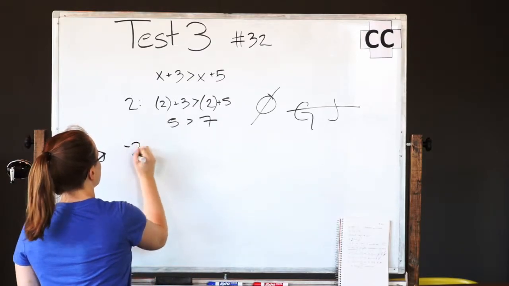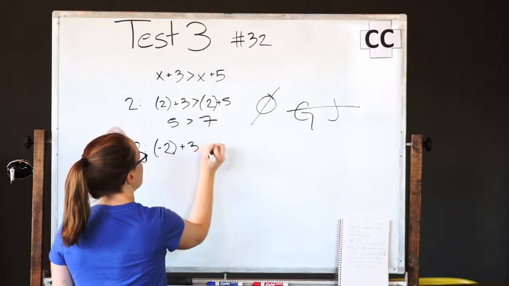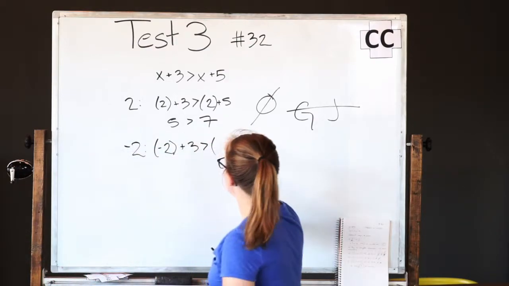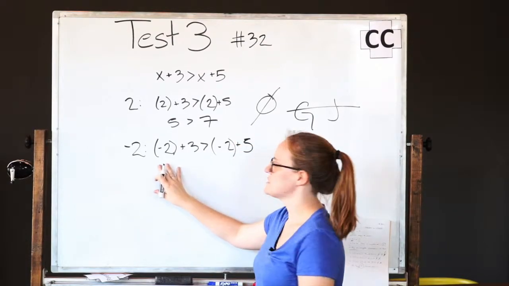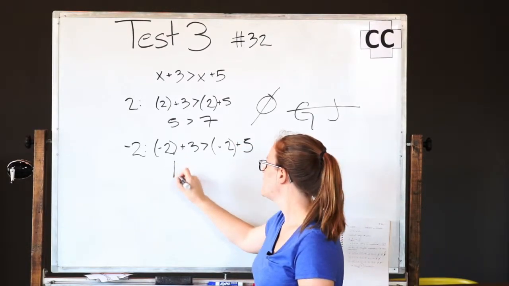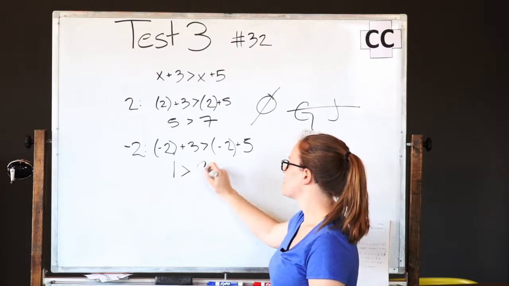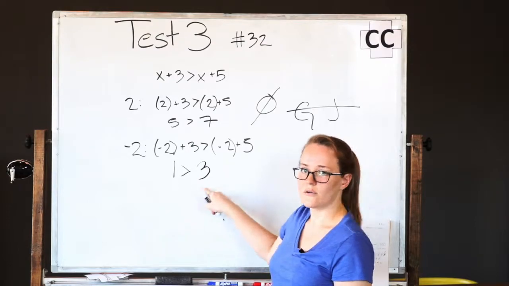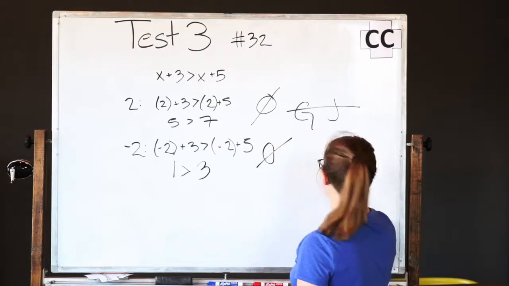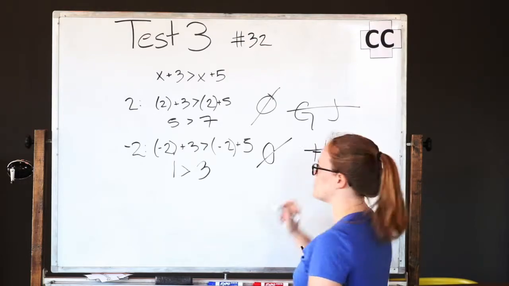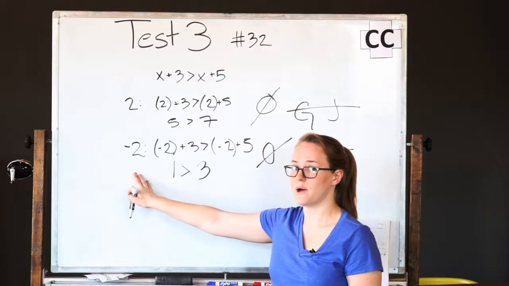So how about -2, just to keep it easy? That gives us -2 plus 3 is greater than -2 plus 5. When you solve this, -2 plus 3 is 1, which is greater than -2 plus 5, which equals 3. Since 1 is not greater than 3, this doesn't work either. And so we can eliminate option H as well, which includes all negative real numbers, of which -2 is one.